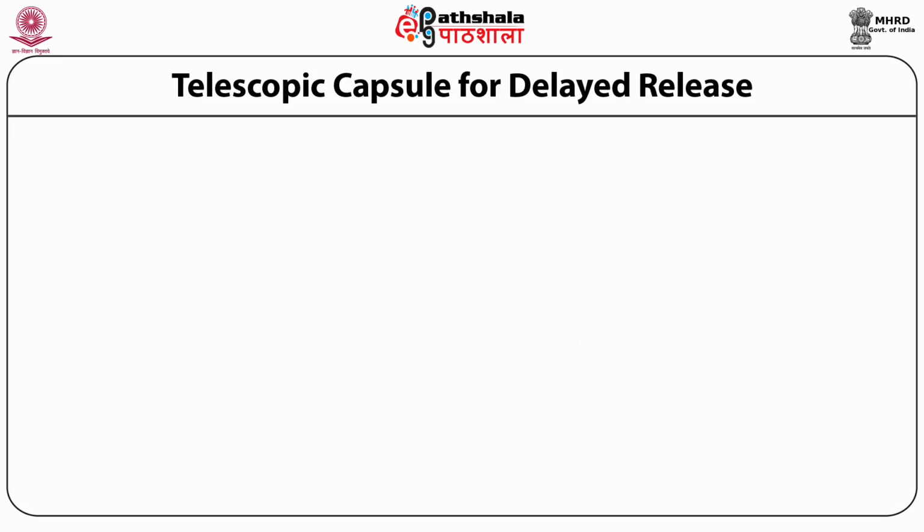This is another example of an osmotic pump controlled drug delivery system. It is called telescopic capsules, and it is used for delayed release. Delayed release simply means there is no release or onset of release until a certain time point, and the release is immediate or in a controlled fashion after that time point.